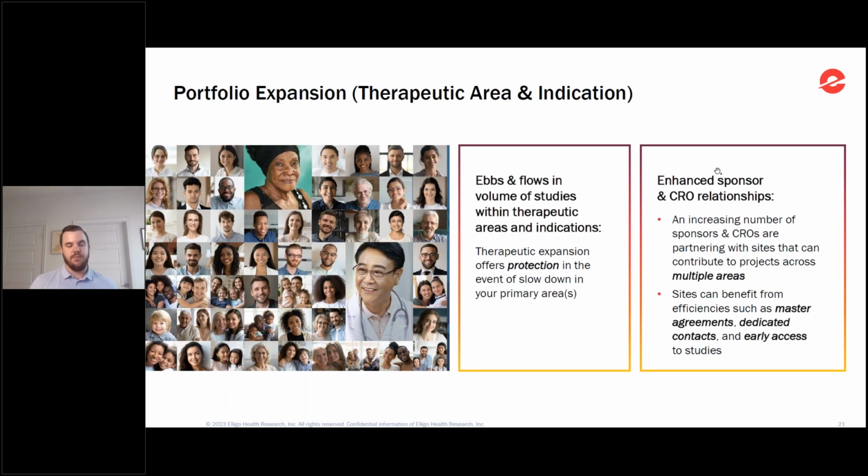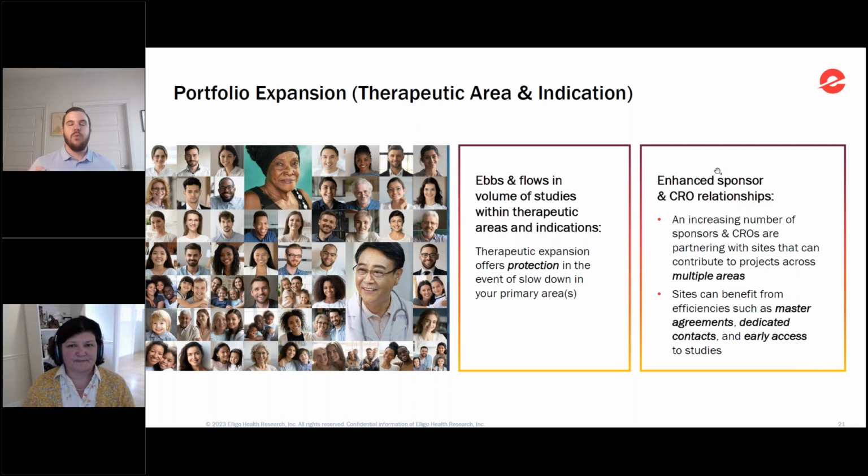And this is extremely important, as Dawn mentioned, due to the fact that the more areas that you're able to conduct research in, the better protected you are from a slowdown in the number of trials from a revenue standpoint in any given area. And being able to conduct studies across a variety of therapeutic areas can often lead to enhanced sponsor and CRO relationships. An increasing number of sponsors and CROs, what we're seeing on a real-time basis, are interested in partnering with sites that can contribute to studies across multiple areas.